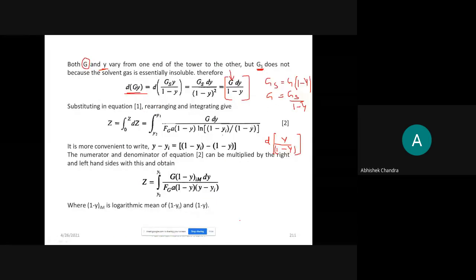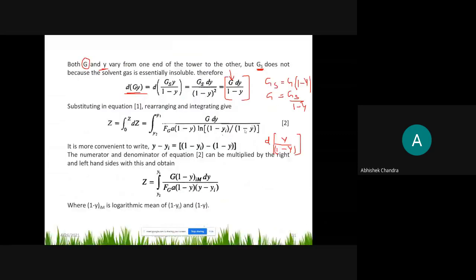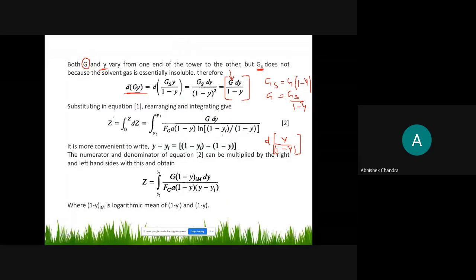integrate. So after, look, this equation contains the dz, and dz is the differential height of this section, right, differential section. And if you want to find out the overall height of the column, that is, integrate over this dz from 0 to z. That is, after rearranging, you rearrange this expression and you will get this. Simply rearrangement, nothing more, because we have written this.